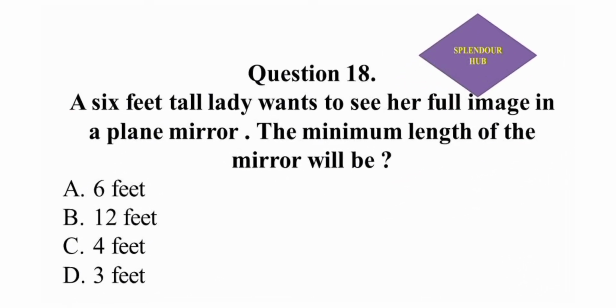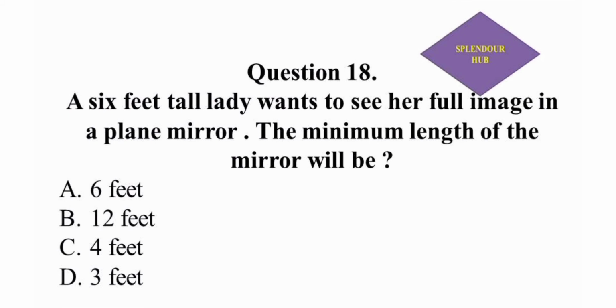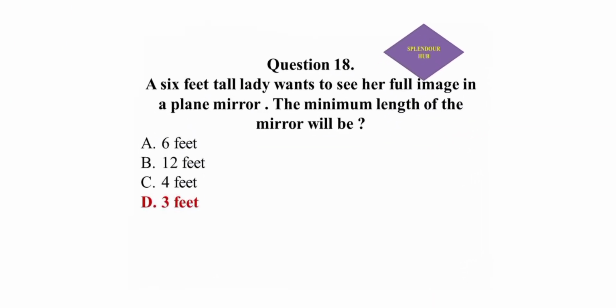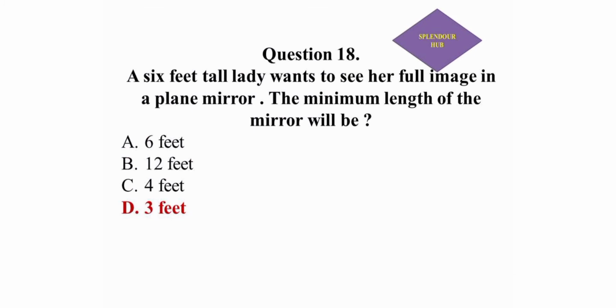Question 18. A 6 feet tall lady wants to see her full image in a plane mirror. The minimum length of the mirror will be option A 6 feet, option B 12 feet, option C 4 feet, option D 3 feet. Answer: a 6 feet tall lady wants to see her full image in a plane mirror. The minimum length of the mirror will be 3 feet.